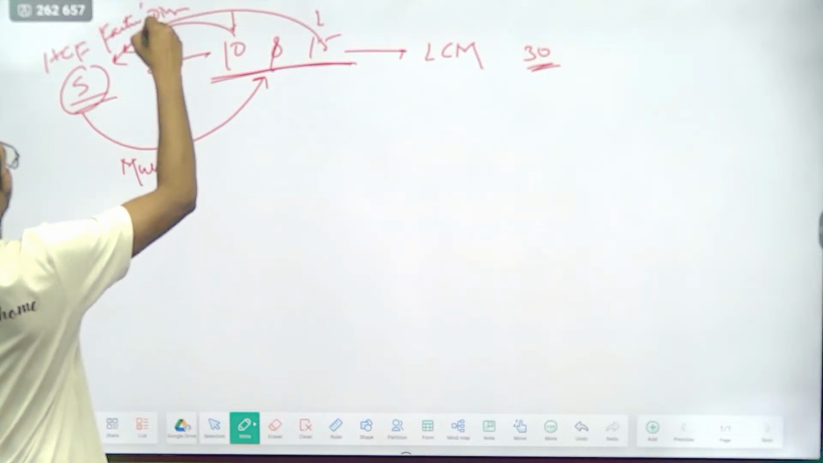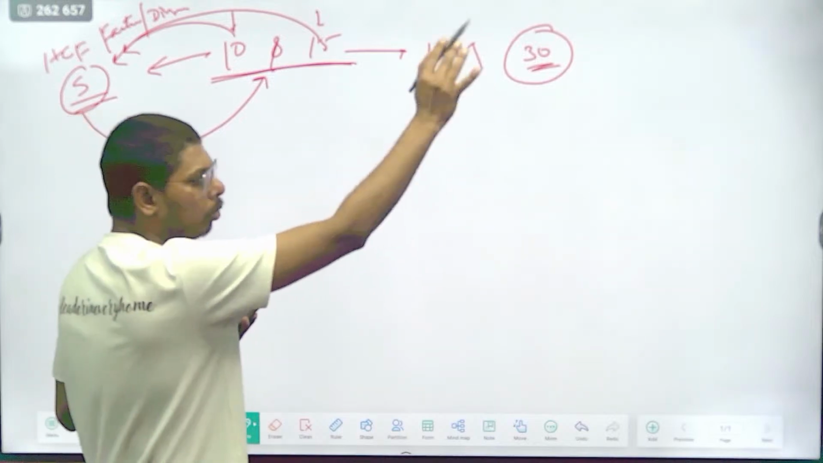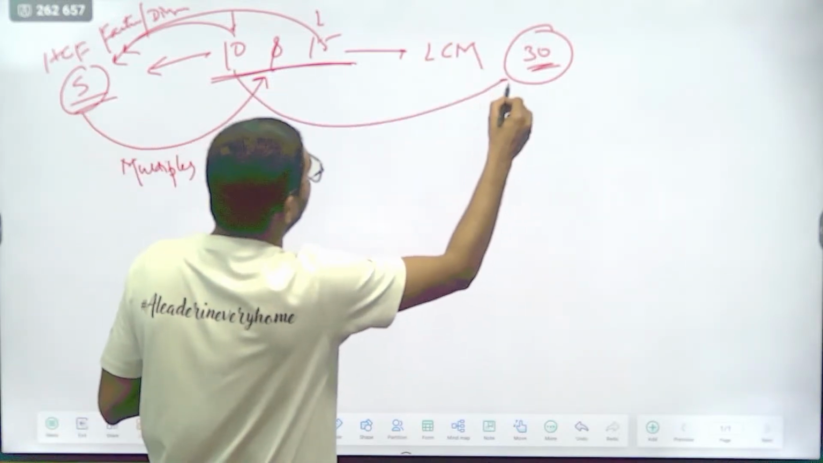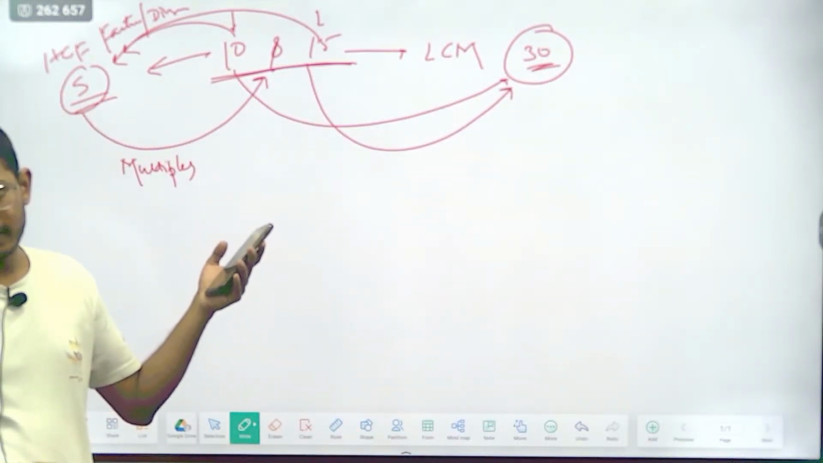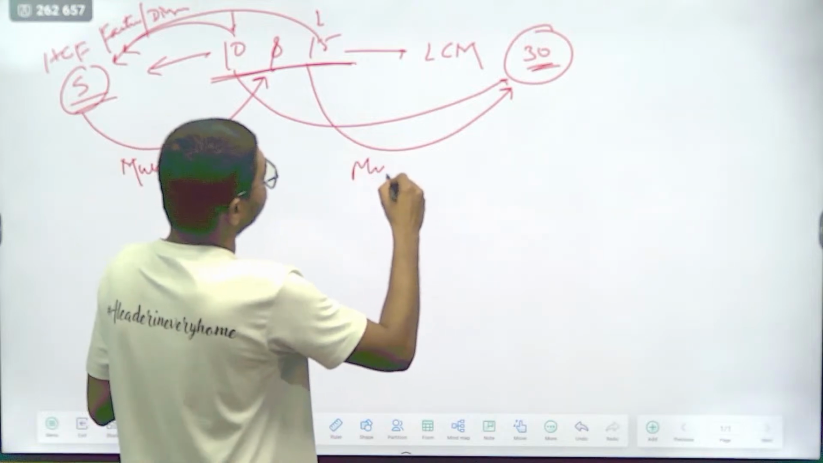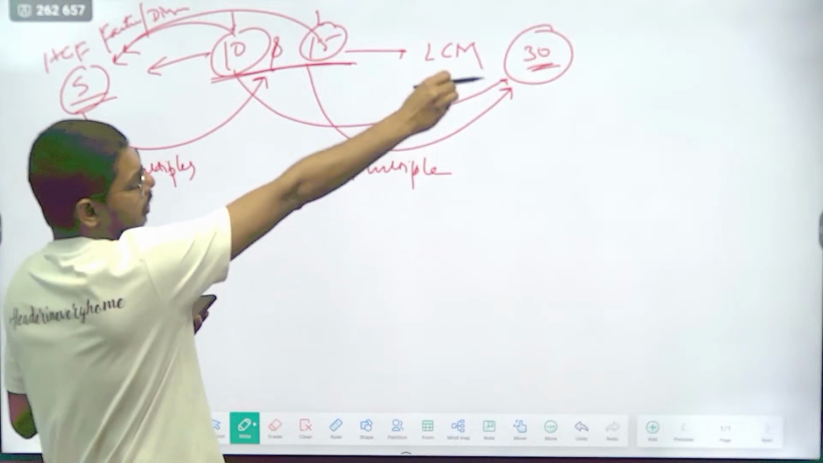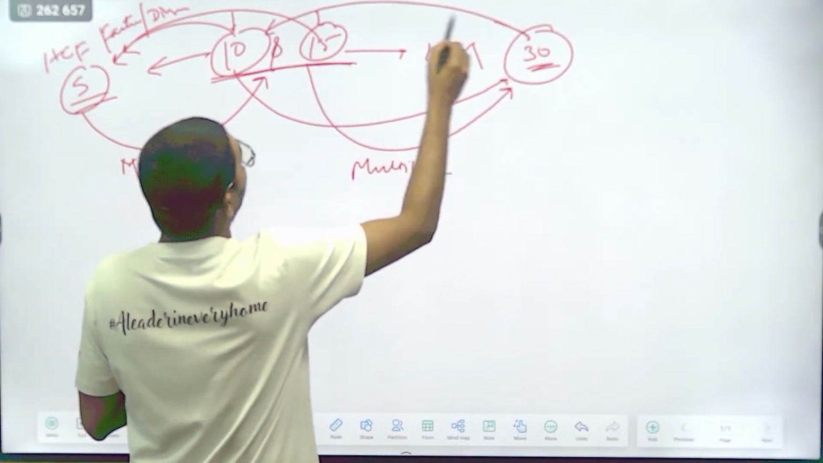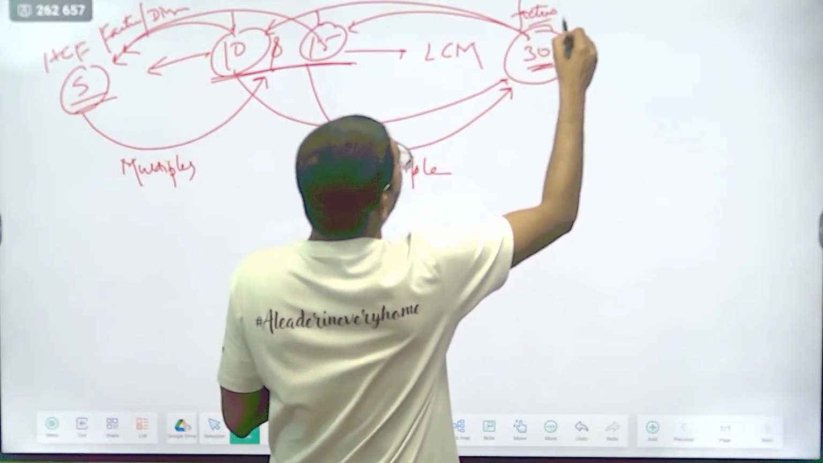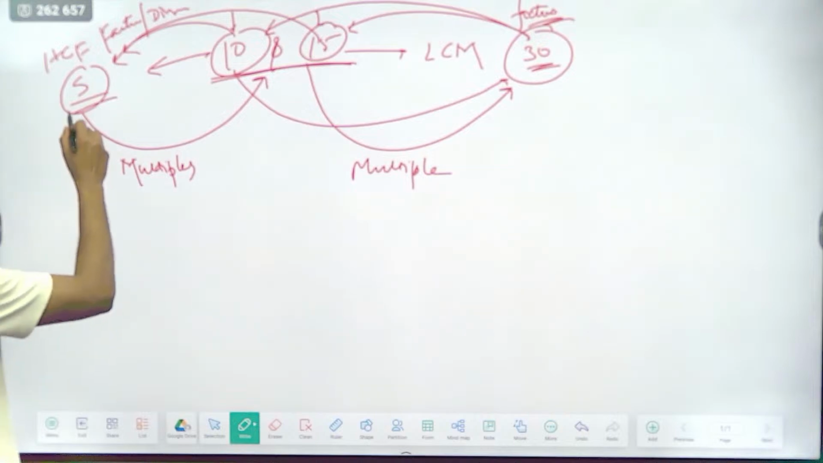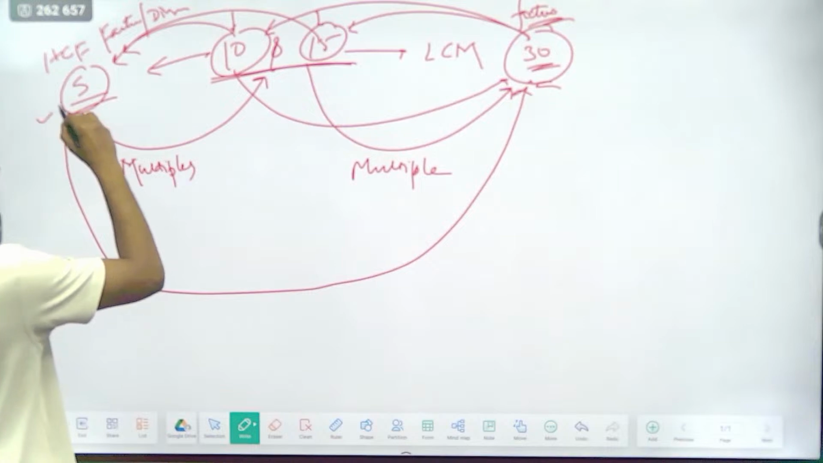Now over here, LCM, I'm talking about this particular number with respect to this number, and this with respect to this particular number is what? Multiple, right? And these two numbers with respect to 30 are what? Factors. Also one more thing, this number 30 with respect to HCF is what?